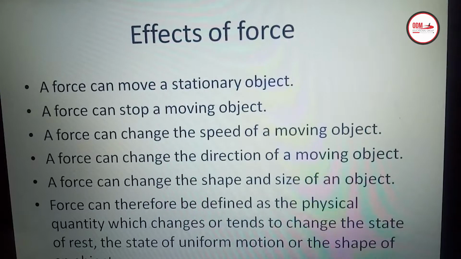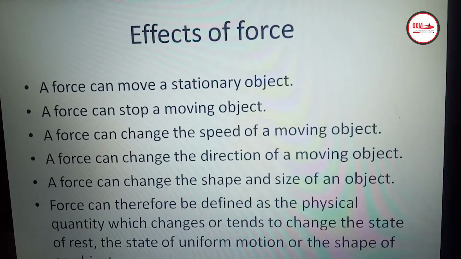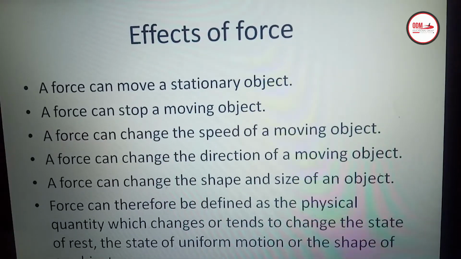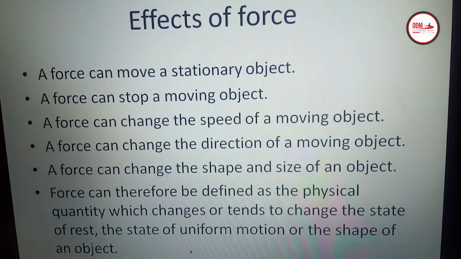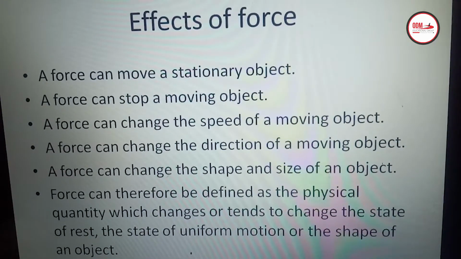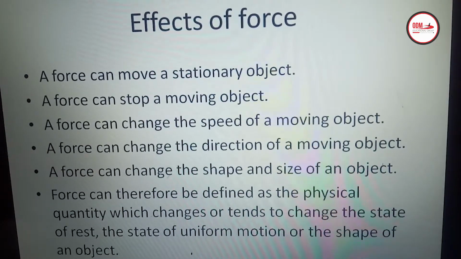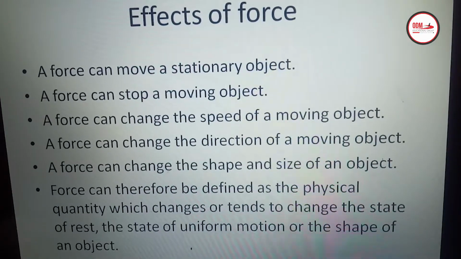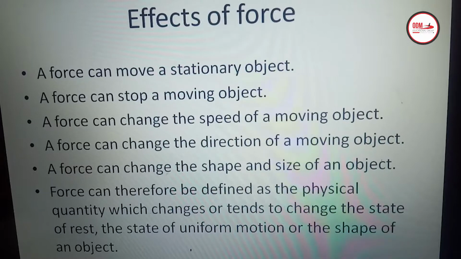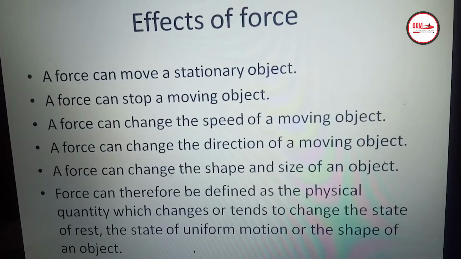A force can change the shape and size of an object. For example, suppose your atta dough or plasticine or clay, we can change the shape and size of the object. Force can change the shape and size of an object. So force can be defined as the physical quantity which changes or tends to change the state of rest or the state of uniform motion or shape of an object.